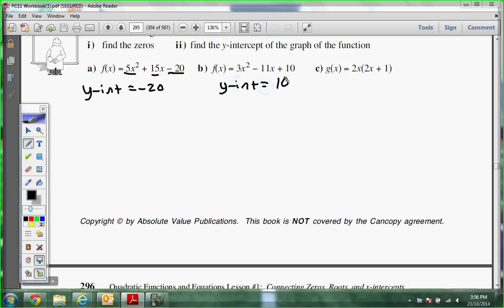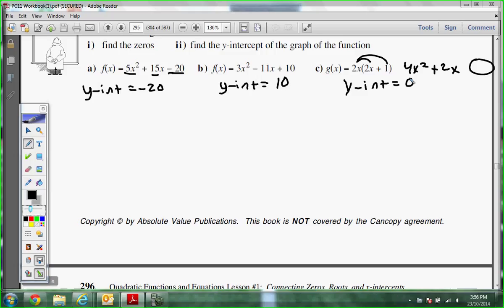Okay, and then this one we can't see it, and it's actually 0, because I'm going to multiply those, there's no constant. So if I multiply these, I'll get 4x squared plus 2x. There's nothing out here, so my y-intercept is 0. And that's general form. This is called general form. Yeah, the thing you did on your project today, that was standard form.